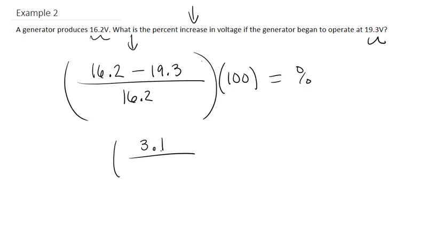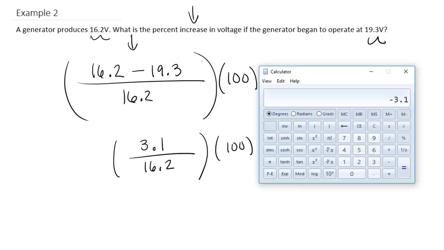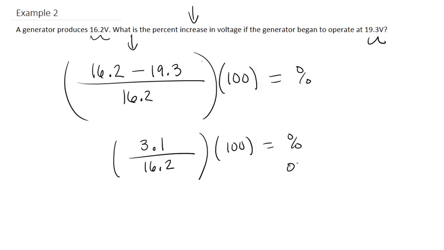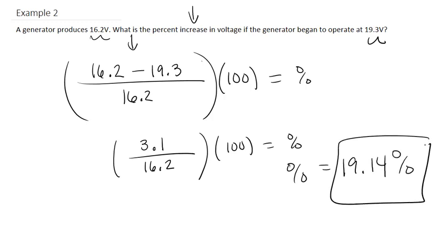So it's just 3.1 over 16.2 multiplied by 100 to get us percentage. So we have 3.1 divided by 16.2. We'll just carry the negative sign throughout. So we get 0.19 multiplied by 100, and we get 19.14. So our percentage is 19.14%, and that would be our solution. Now let's do one final example.